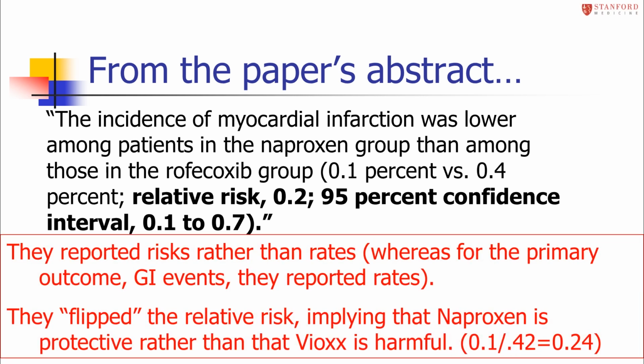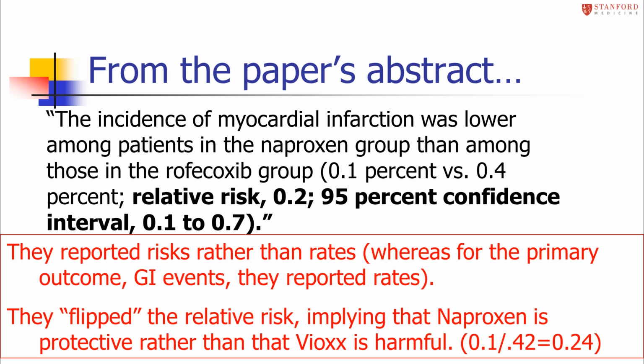So firstly, they reported risks rather than rates. For the primary outcome GI events, remember they actually reported the incidence rates. They reported the risks here likely because the risk difference looks smaller than the rate difference. Secondly, they flipped the relative risk. They divided the risk in the naproxen group by the risk in the Vioxx group rather than the other way around. So remember, the risk in the Vioxx group was 0.42. The risk in the naproxen group is 0.1. If you divide 0.1 by 0.42, you get a relative risk of 0.24. And they rounded down in the abstract to 0.2. They rounded to 1 decimal place.